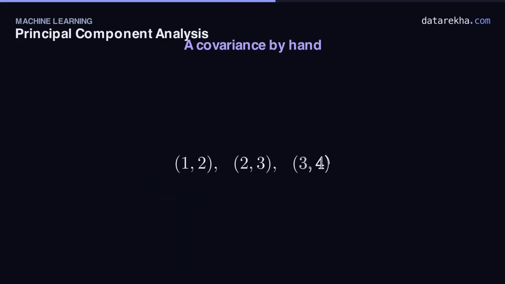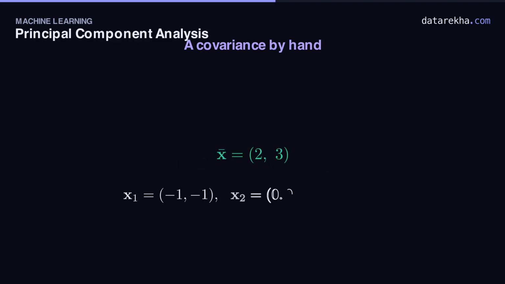Let's grind every number by hand. Three data points: (1, 2), (2, 3), (3, 4). Step 1. Center the data. The means are 2 and 3. Subtract them, and the points become (-1, -1), (0, 0), and (1, 1).